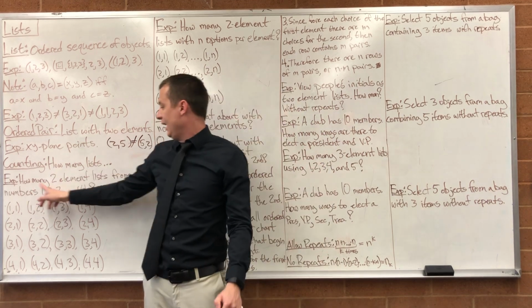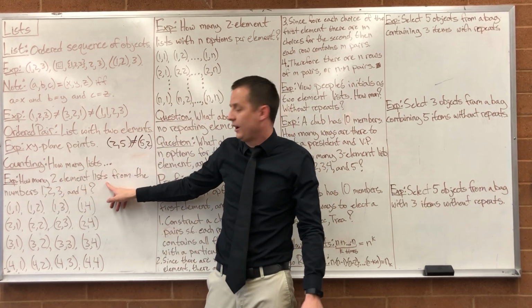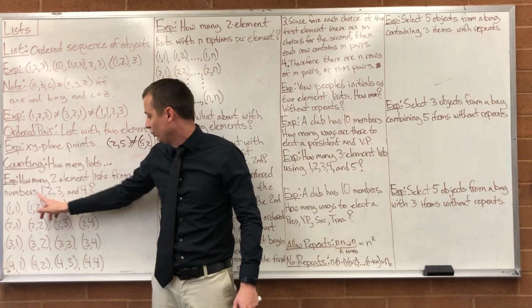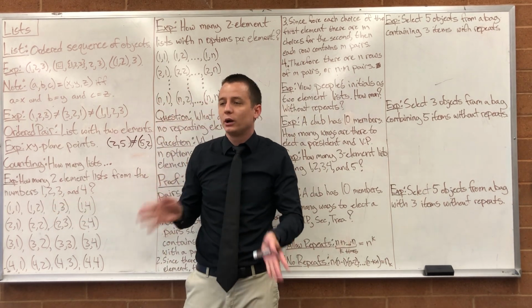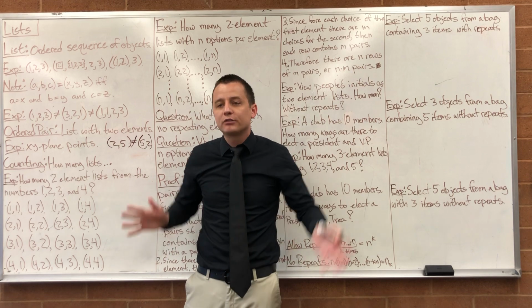So here's an example. How many 2-element lists, or how many ordered pairs, can I make from the numbers 1, 2, 3, and 4? So if 1, 2, 3, and 4 are the only objects I can put in the list, how many possible lists can I make?